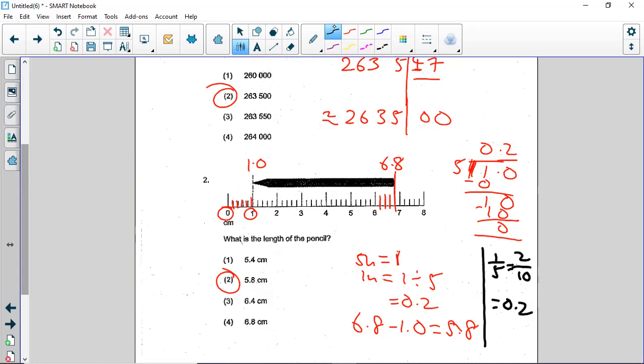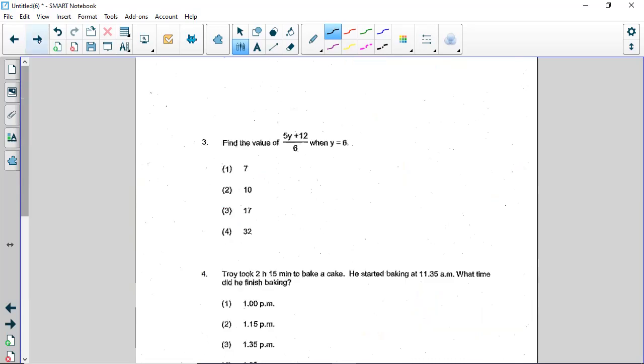Okay, so let's go to number 3. Okay, now, what is the value? So your y equals 6. So you have 5 times 6 is 30. 30 plus 12 and divide by 6. So put everything into one step, right? Into one big step. And then 30 plus 12 will be 42. All right, don't do mental sum so you don't make mistakes. Put everything on the paper, then you can see clearly. So 42 over 6 is also 42 divided by 6, which is 7. Okay, that's number 3.